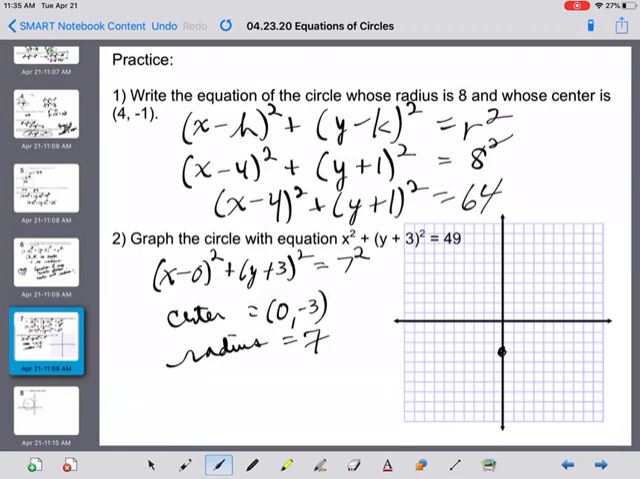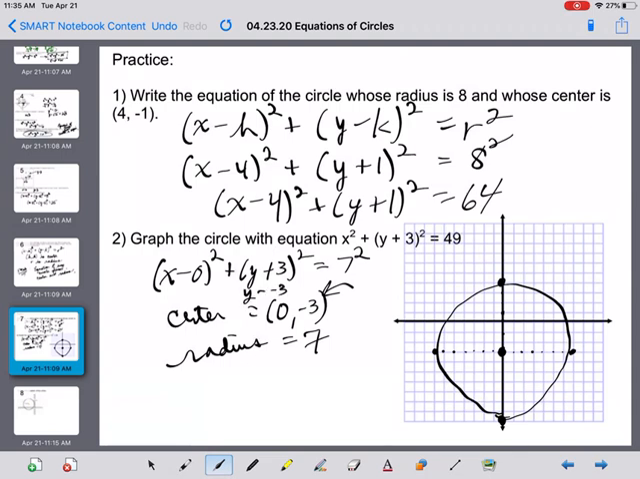So the center is 0, -3. The radius is 7, so we're going to go 1, 2, 3, 4, 5, 6, 7. 1, 2, 3, 4, 5, 6, 7. And then just sketch it, or actually you would use your compass, but you could just sketch it, and there it is.